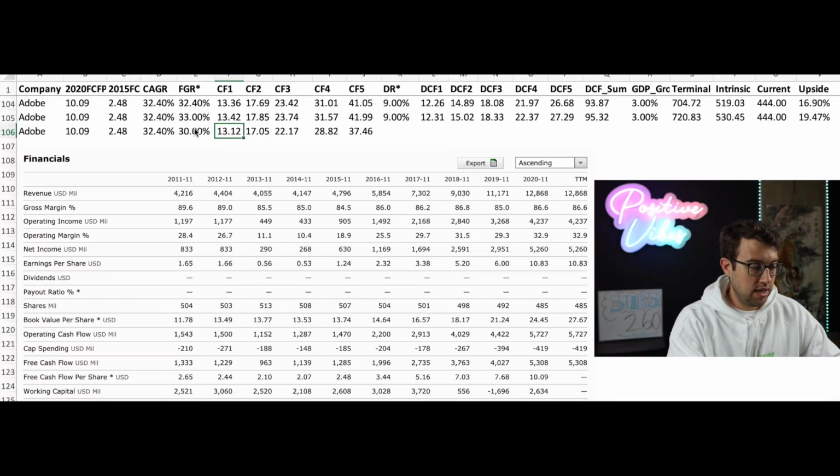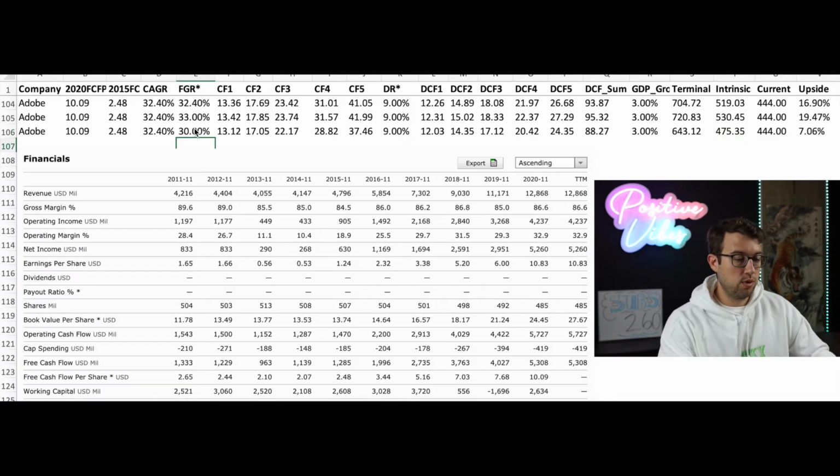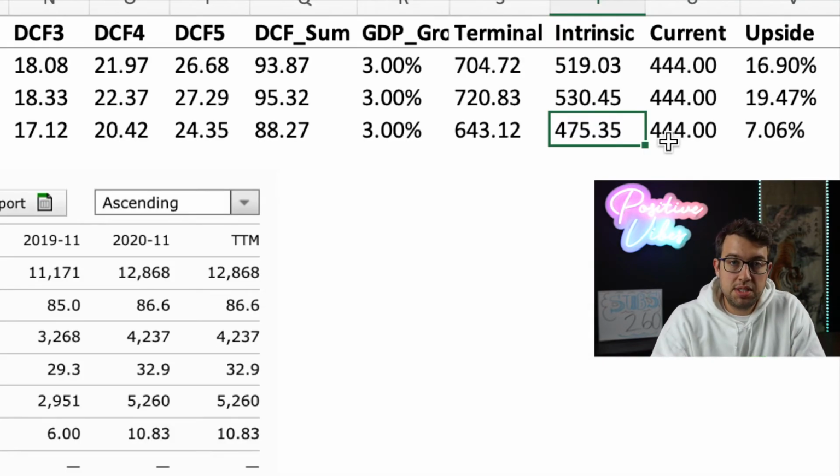So for the last scenario, I'm going to run a bit of a bearish case. So let's say Adobe doesn't continue to grow free cash flow per share as quickly as it has in the past. So let's go with something like 30%. The discount rate is going to stay the same. GDP growth rate is going to stay the same. It is currently trading at $444 per share. So under these assumptions, that the stock grows at a rate lower than it has in the past, it is still undervalued compared to its current market price of $444 per share.